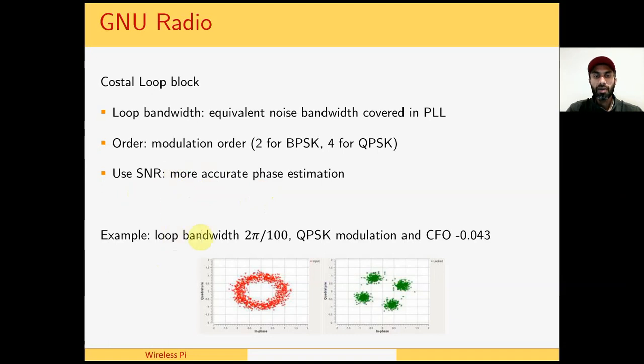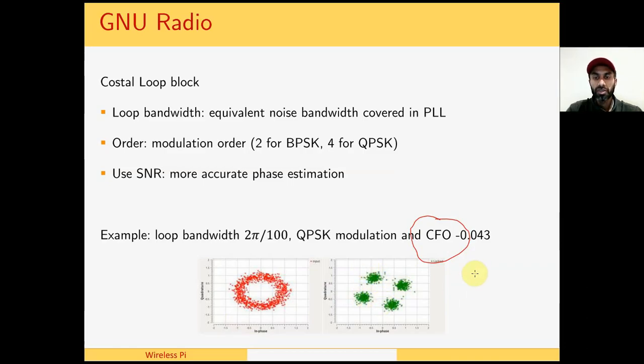So in this example, we have the loop bandwidth of 2 power, QPSK modulation, so order is 4, and a CFO of minus 0.043. Not a phase offset, but a CFO. And here we can see that the input constellation is rotating. They are rotating in a circle. And after convergence, we can clearly mark these 4 separate points.